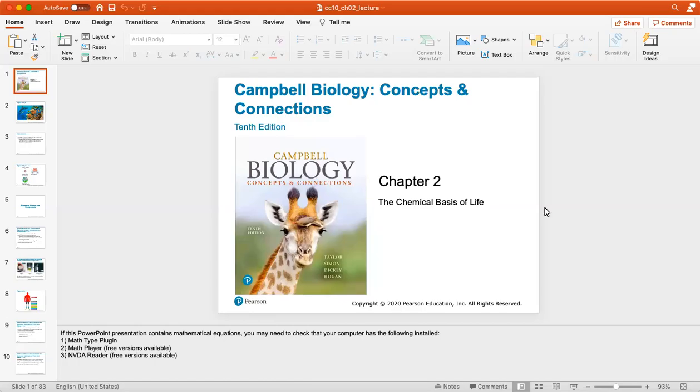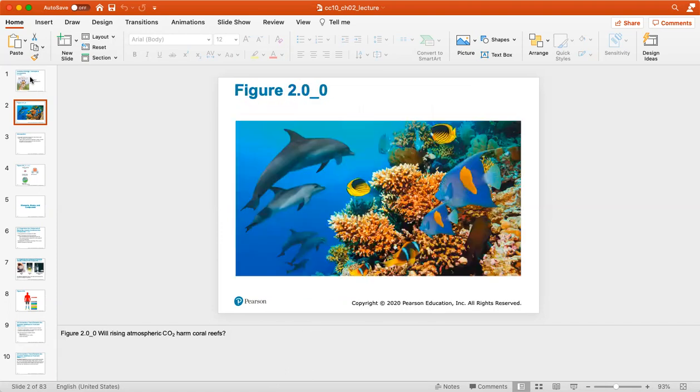Hi class, and welcome to chapter 2, which will be about the chemical basis of life. So this will be talking a lot about chemistry. I'm assuming that many of you might not have had chemistry yet, so we'll probably break this chapter into 2 parts, and we'll just go over the first part in this. So they might be a little shorter, but I just want to give you some time to digest the information first before we move on to more.